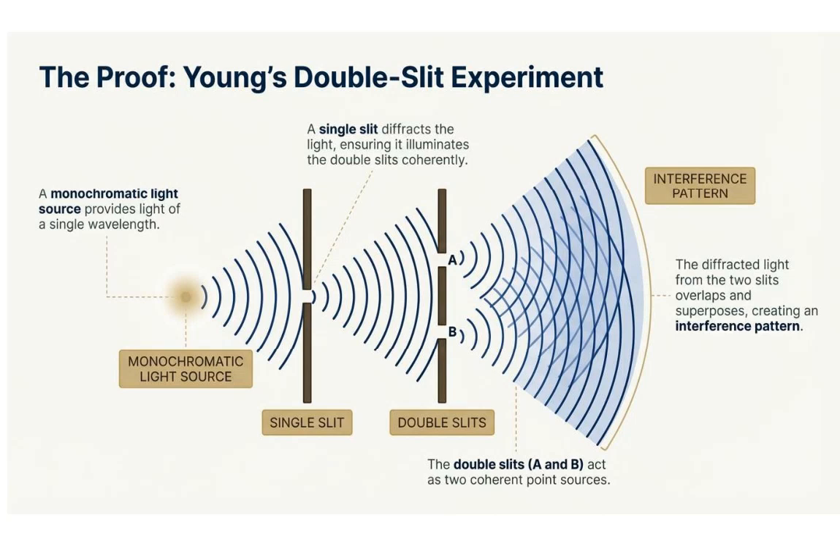As the light waves pass through these slits, they overlap and combine, creating a pattern of alternating bright and dark fringes known as an interference pattern. This pattern is essential because it demonstrates the wave-like properties of light through the phenomena of diffraction and interference.